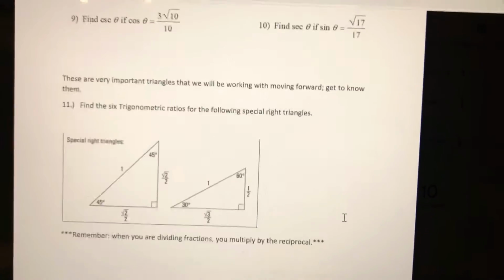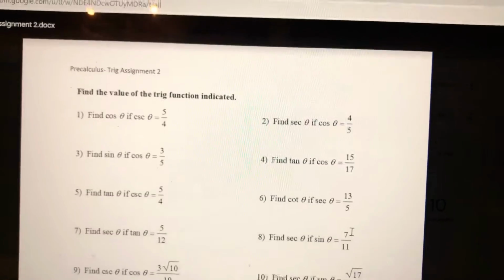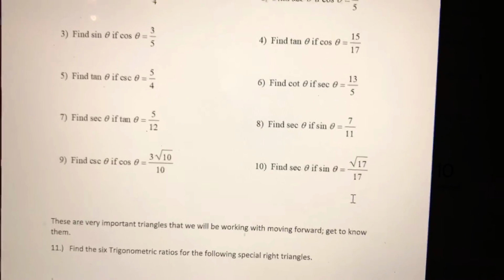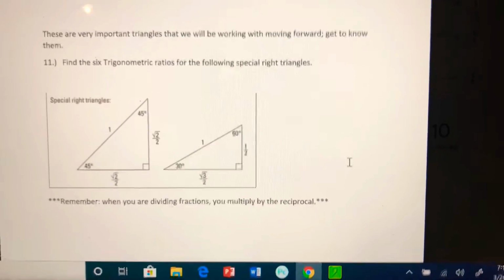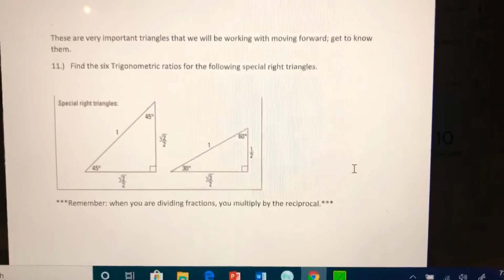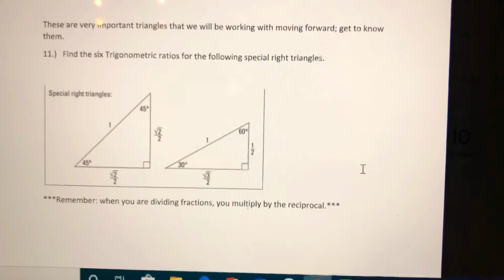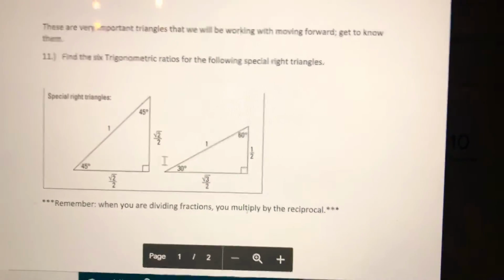Hi guys, so I had a question about this assignment, which was from March 20th. I put the solutions up, but I'm going to do a little video about how to do this number 11, which is finding the 6 trig ratios of these special triangles.